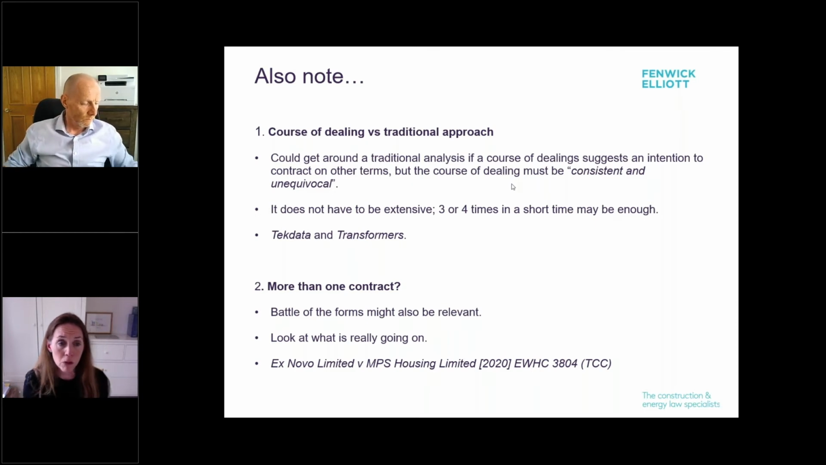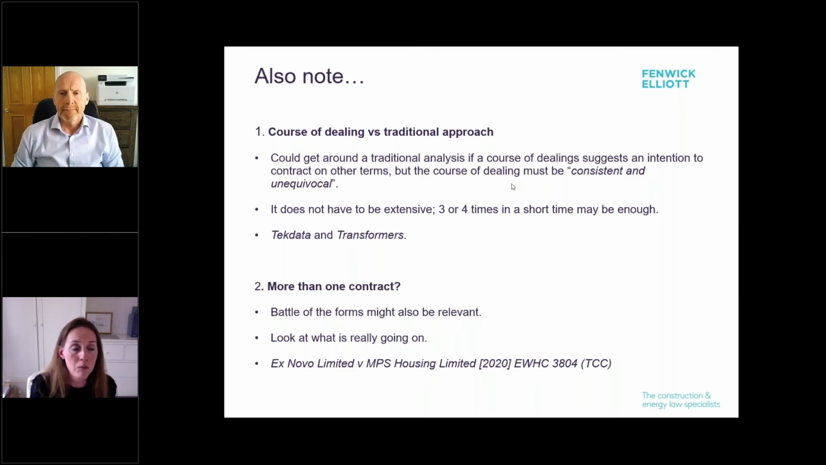Now, it doesn't have to be very long, actually. Again, in Transformers and Tech Data, the suggestion is that only 3 or 4 occasions, even within a short period of time, might be enough to show a course of dealing. But again, it's going to be very fact dependent.